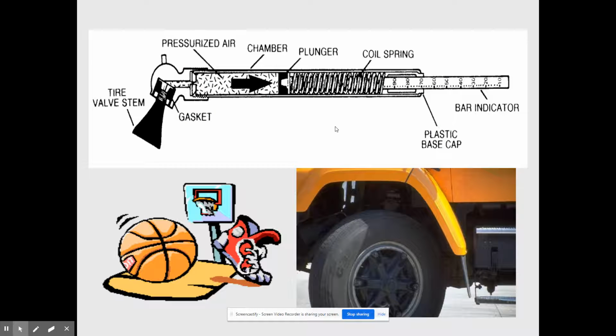So here are a couple examples of pressure. Here's the gasket of a tire. Here we're going to check tire pressure. There's a simple little tool to measure the pressure of a tire. We have pressure in our basketballs, footballs, and soccer balls, which is the reason why they can bounce around. We also have pressure in our tires.